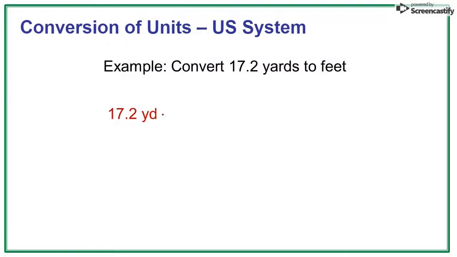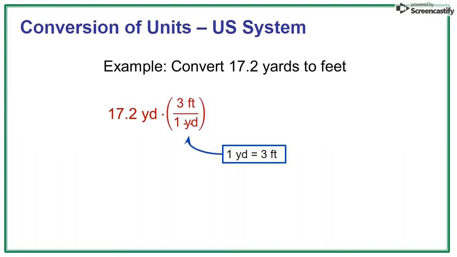To convert among U.S. customary units, simply apply a conversion factor using appropriate equivalency in which the desired unit is in the numerator and the given unit is in the denominator. The appropriate conversion factor to convert yards into feet is 3 feet over 1 yard. The yards cancel, and you're left with feet.